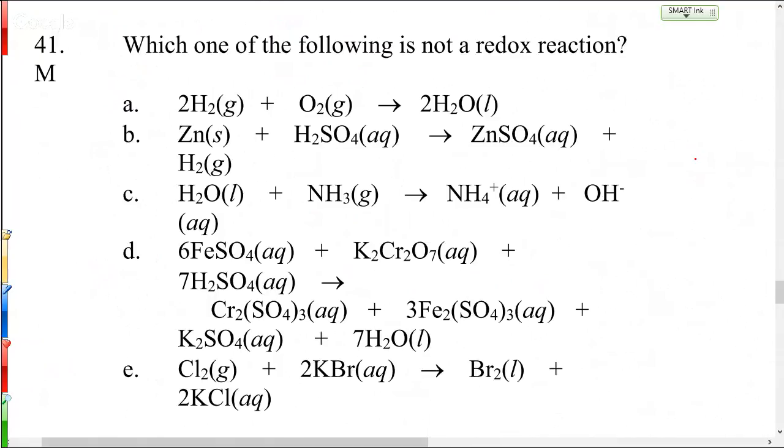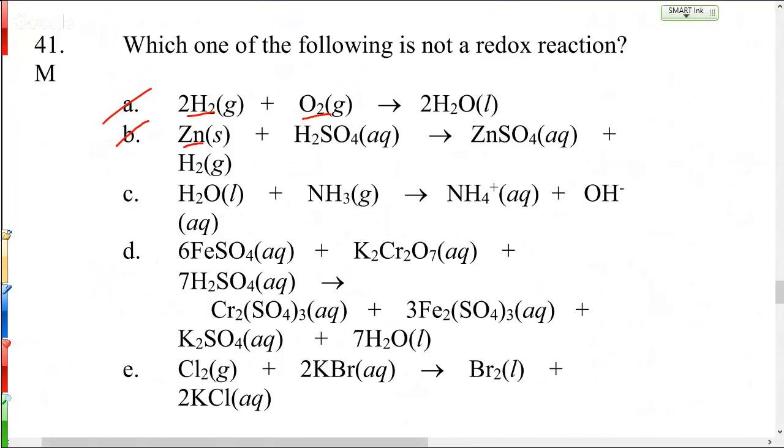Why A? Because it's just hydrogen. Yeah, anytime we see elements in their elemental state on one side of the equation, but then in a compound on the other side of the equation, there has to be redox going on because it has to have gone from 0 to something or something to 0. So anywhere we see elements in their elemental states, we can assume that's going to be a redox reaction. So where else do we see this?